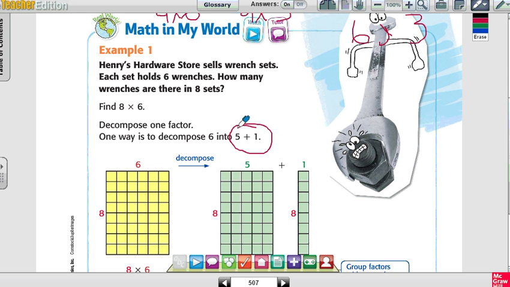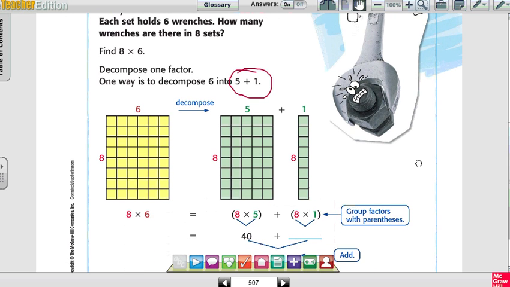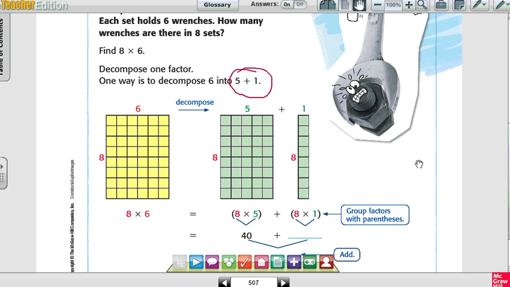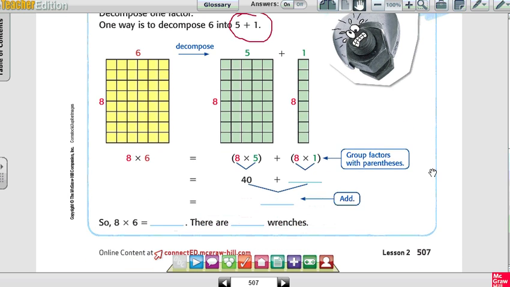5 plus 1. They could probably have done 2 and 4. They could have done 3 and 3. But they decided to do 5 and 1. So they went ahead and decomposed 6 into 5 and 1. Now I have 8 times 5 and 8 times 1, and then I add them together. 8 times 5 is 40. 8 times 1 is 8. And then 40 plus 8 is 48. So I know that 8 times 6 is 48. So there are going to be 48 wrenches altogether.